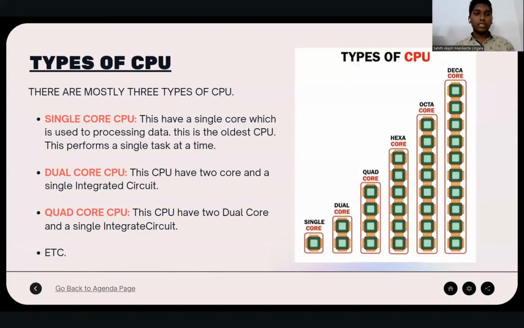Now coming to the types of CPU, there are mostly 3 types of CPU. A single core CPU has a single core which is used for processing data, a dual core has 2 cores, and a quad core has 2 dual cores. And my friend Ankit will continue with his part, the motherboard.